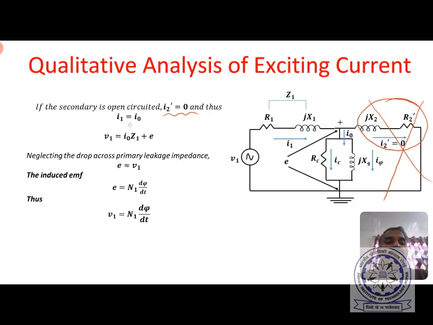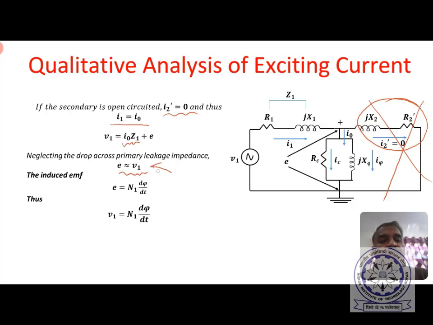Now I1 is equal to I0. Yes, this is no load current. The primary current is equal to I0. Then V is equal to I0 Z1 plus E. But since Z1 is also very small compared to the RC and jXm parallel combination, and I0 is also very small, this component can be neglected. So neglecting the drop across the primary leakage impedance, E is approximately equal to V1, the applied voltage.